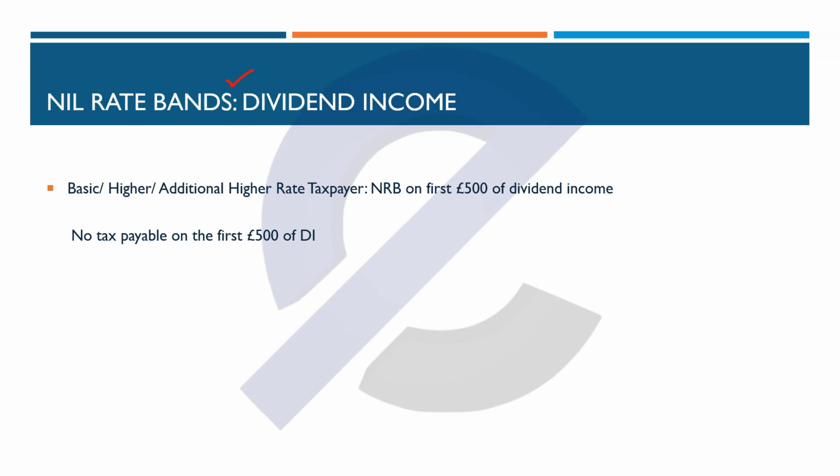The first £500 of dividend income is covered by a nil rate band. This means that the first £500 of dividend income will be taxed at zero, regardless of whether the taxpayer is a basic rate taxpayer, higher rate taxpayer, or additional high rate taxpayer.